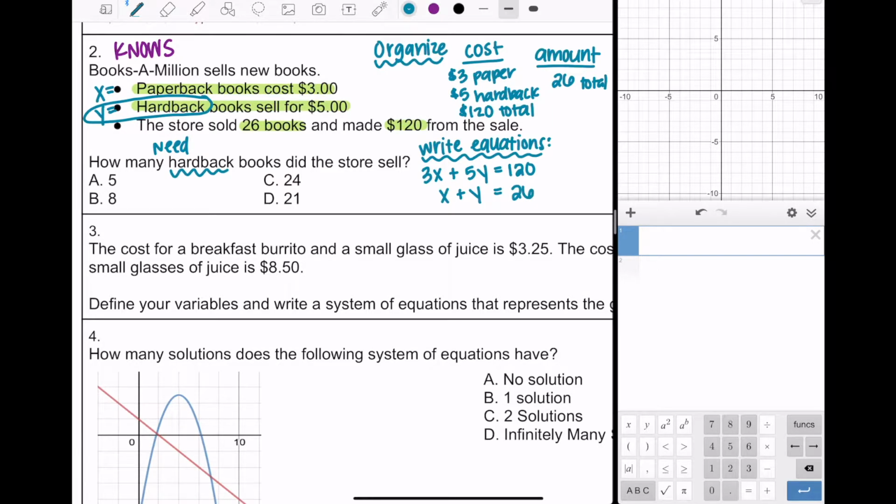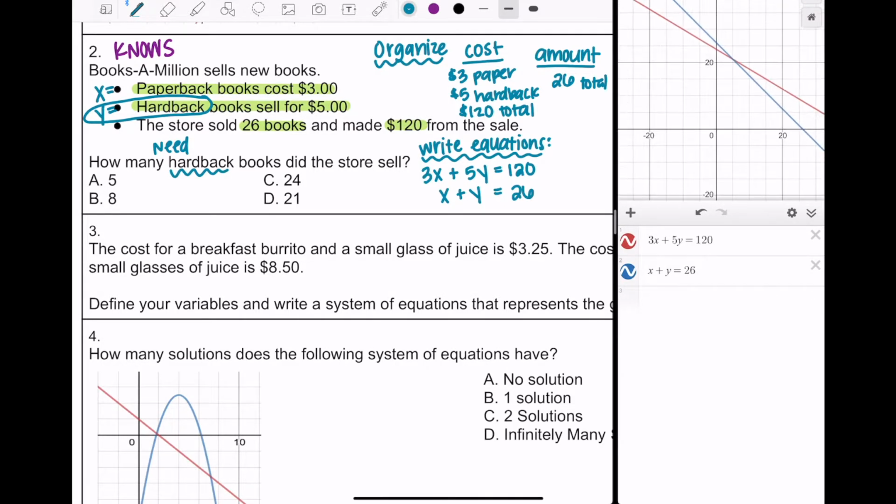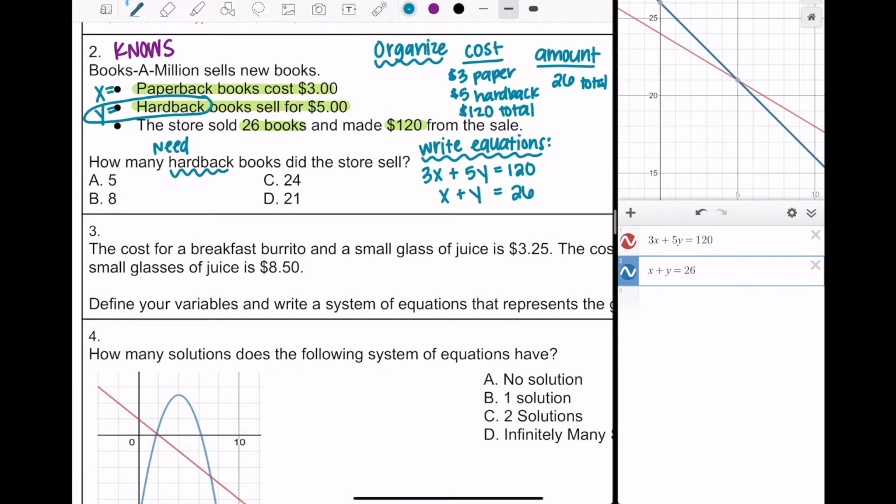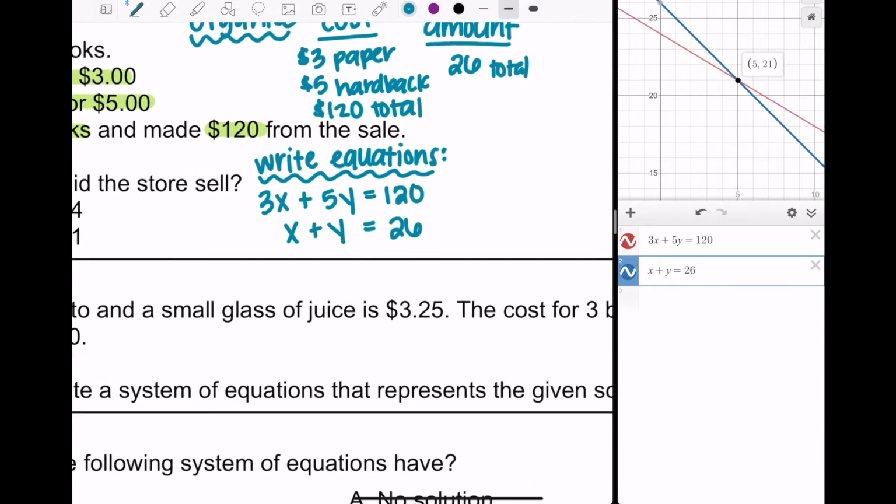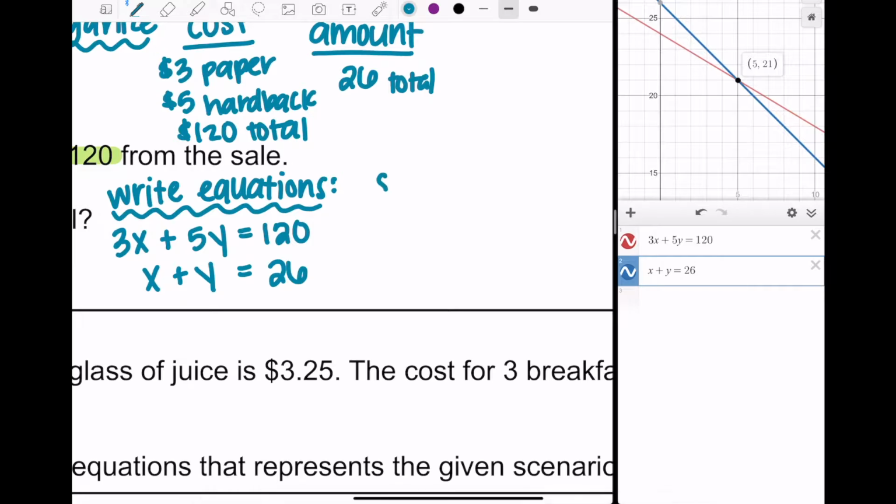So when I type in these equations, 3x plus 5y equals 120, and x plus y equals 26, I'm looking for the point of intersection. I don't see it here, so I need to zoom out some and then zoom in on that intersection between my two lines, and that gives me the point (5, 21). So my solution is the point (5, 21).